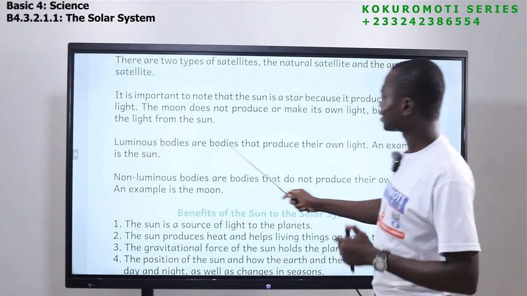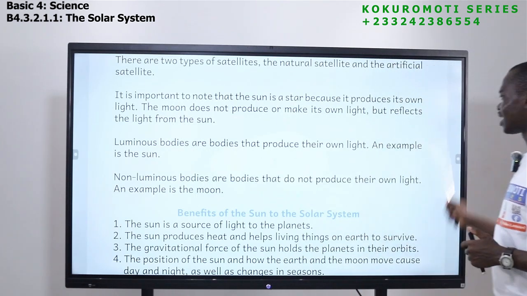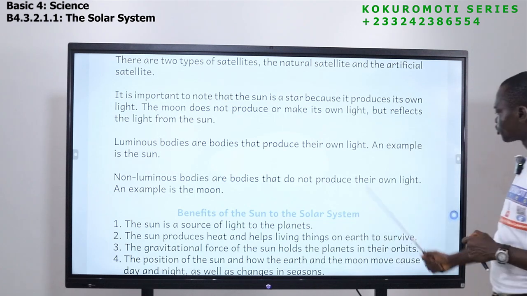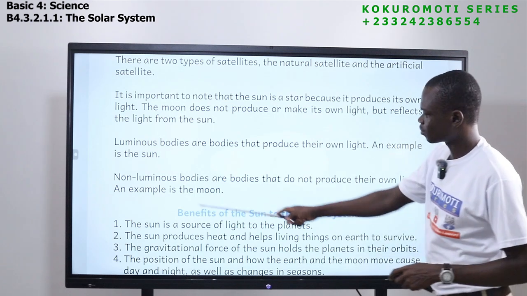Now, luminous bodies are bodies that produce their own light. An example is the sun. Now, non-luminous bodies are bodies that do not produce their own light, and an example is the moon.